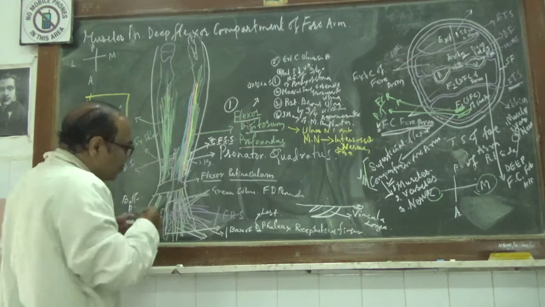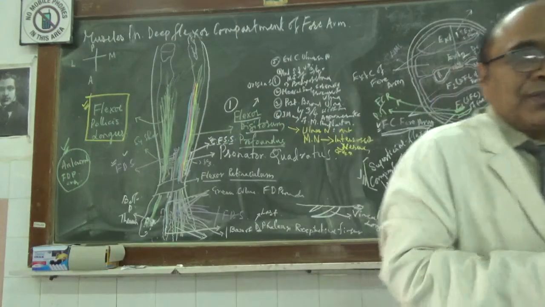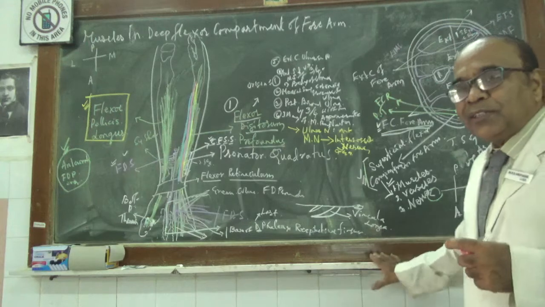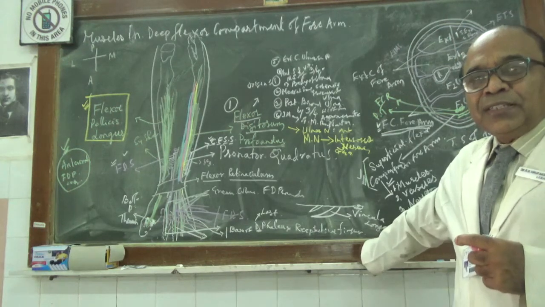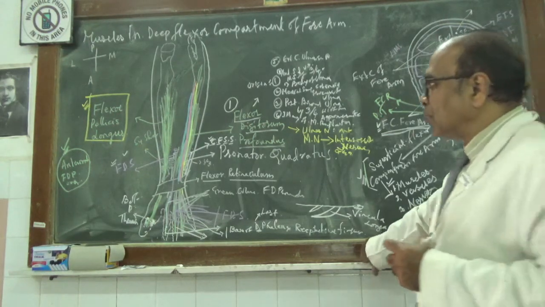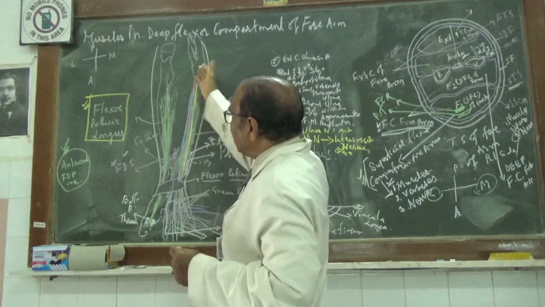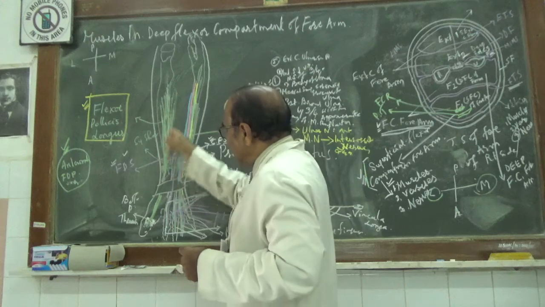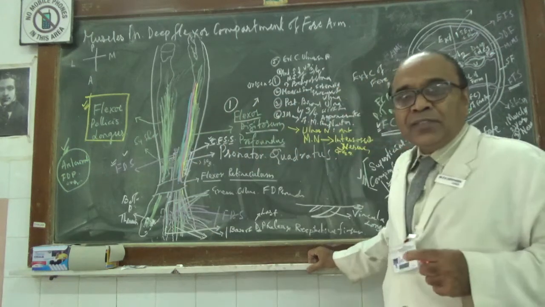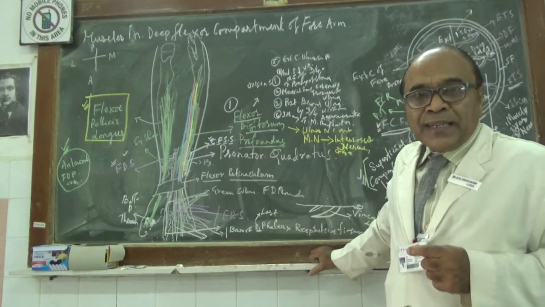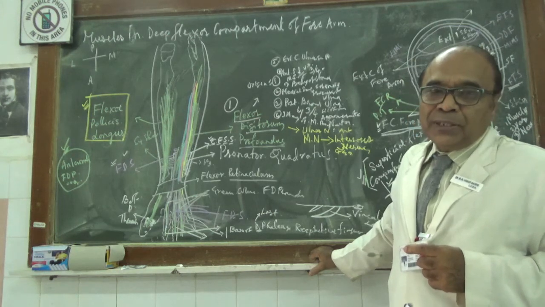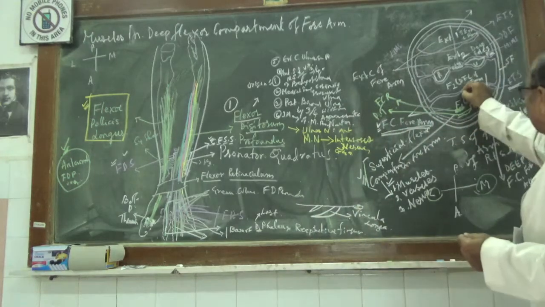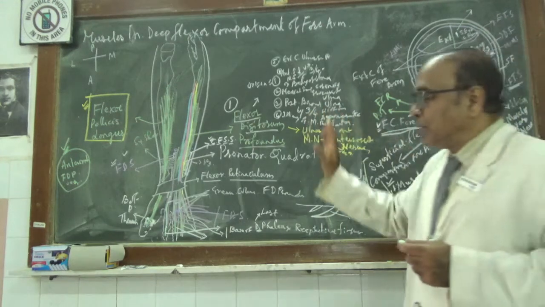Now after the insertion, you have to tell about its relations. The relations of the flexor pollicis longus in front: skin, superficial fascia, deep fascia, cutaneous nerves, cutaneous vessels, and at its upper part the pronator teres muscle, and at its middle and lower part the flexor carpi radialis as well as the palmaris longus. Then the flexor transversalis fascia will be there in front.